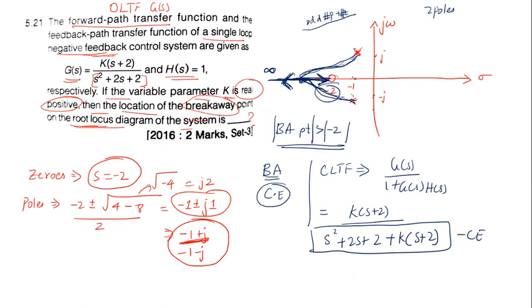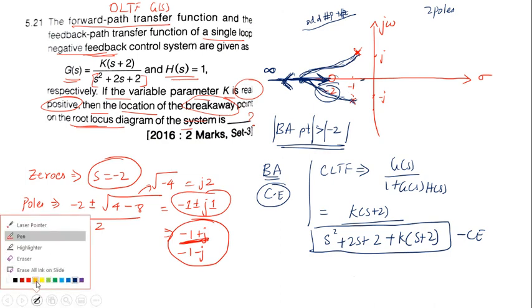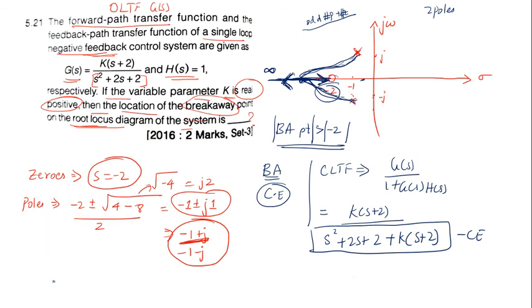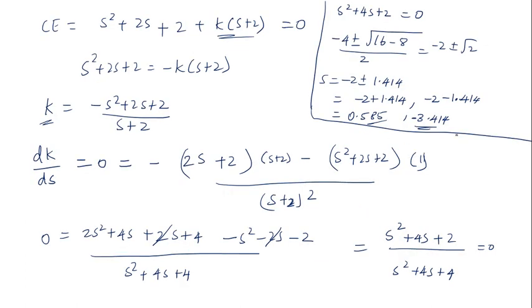One point, minus 0.585, is somewhere here. The other point is somewhere here after minus 2. That would be the right point, because the breakaway point cannot come here, it's impossible. So the answer for this question is minus 3.414.